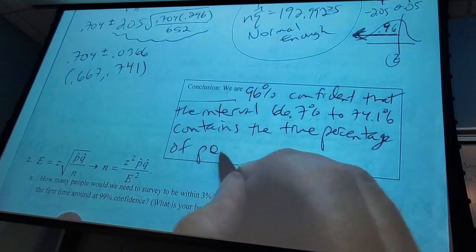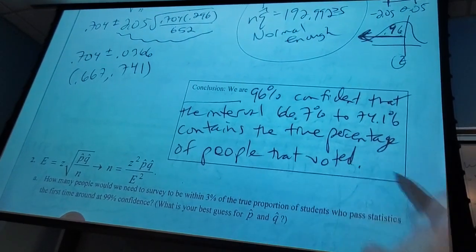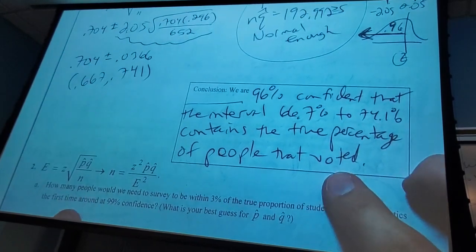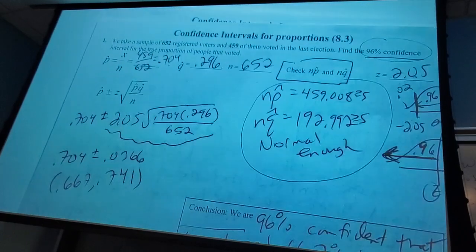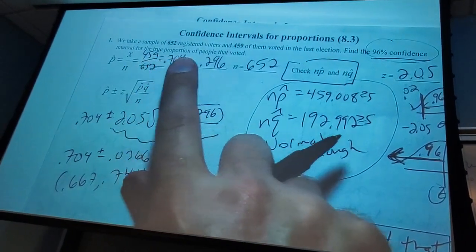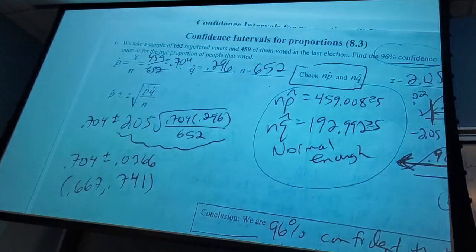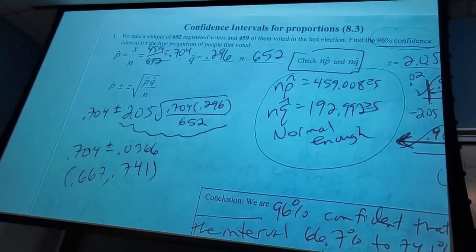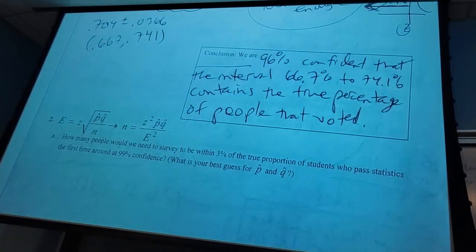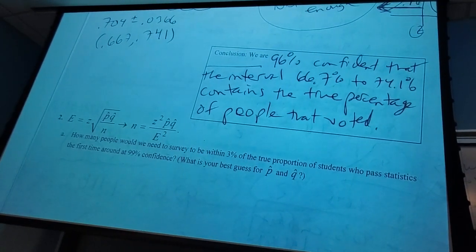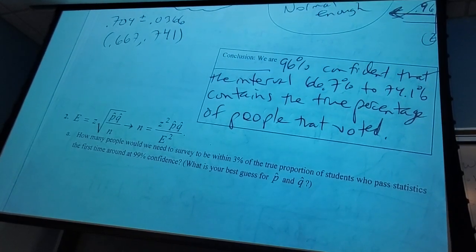Of people that voted. So when you go to write your conclusion, you can just do a smidge of plagiarism, right? You can just copy right from the question, if you want to. Another name for proportion is percentage, right? Most humans say percentage, not proportion. So it's not true mean percentage. Say what? It's not true mean percentage. Hell no.